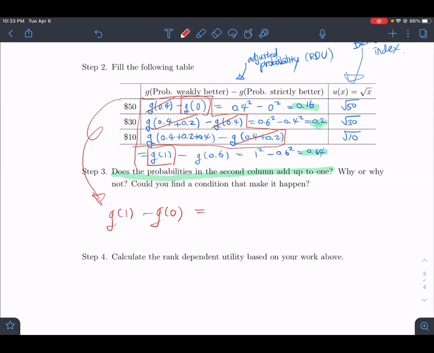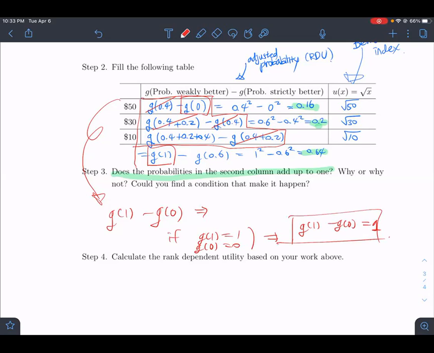So if G of 1 is 1, G of 0 is 0, then I get G of 1 minus G of 0 equals 1. And then I will nicely have all of the adjusted probabilities adding up to 1.